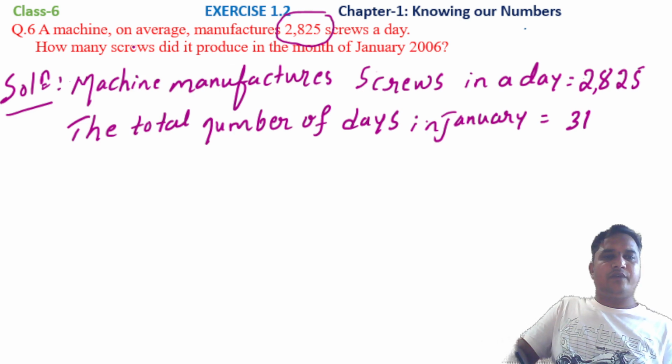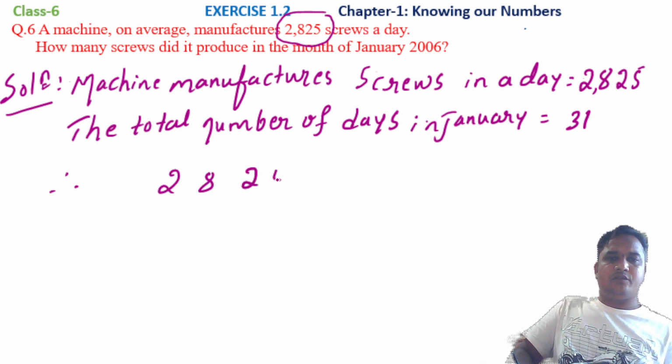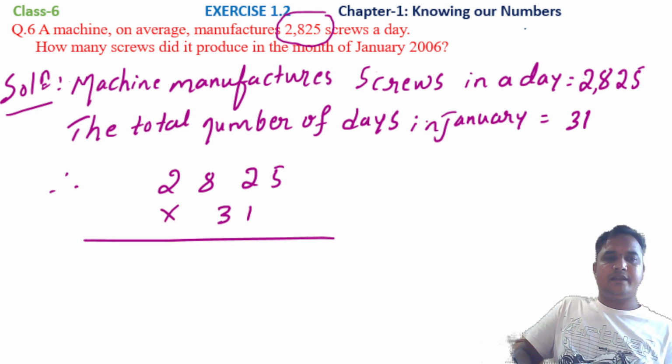So we have to find how many screws it manufactures in total in the month of January. For this, what do we have to do? We have to multiply. Therefore, we need to do 2825 into 31, and we'll get the answer.